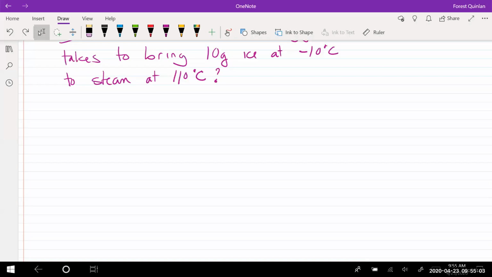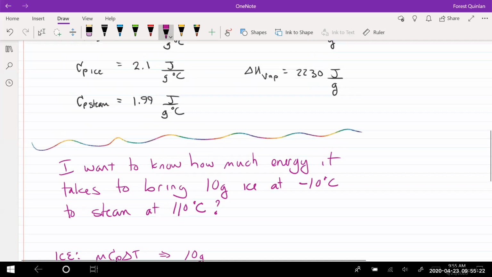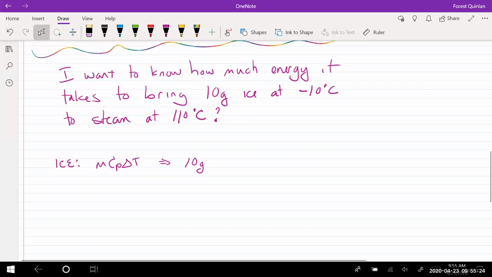All right. Now, what are we looking at here? We know that we have the ice. That is an MCP delta T. And we can look at that as the 10 grams times, let's see, ice was 2.1 joules per gram degrees Celsius. And our temperature difference here is, well, our final is 0 minus the -10.